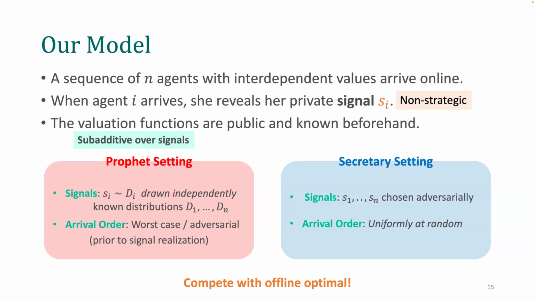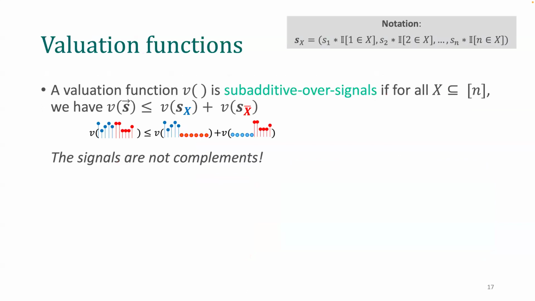One more thing is that we will be focusing our attention on a general class of valuation functions that are subadditive over signals. It is important to focus our attention on specific classes of valuation functions, because without any assumptions, things are not going to be tractable. We will have very strong impossibility results and won't be able to provide any approximation guarantees. So we will be looking at some class of valuation functions. Let me define what that is. It's actually a really general class of valuation functions that capture instances where the signals or the information are not complements of each other.